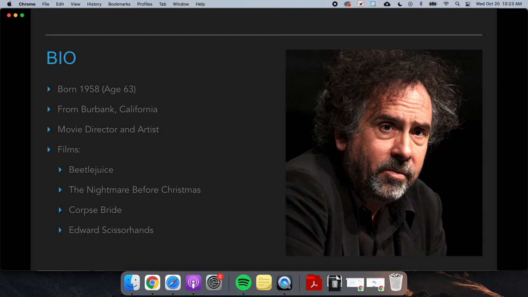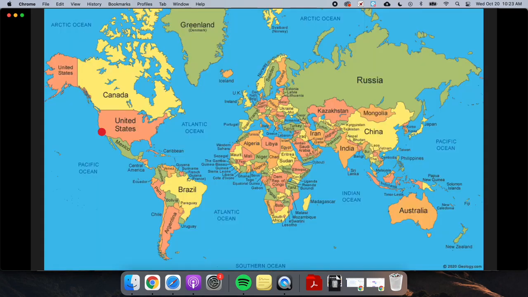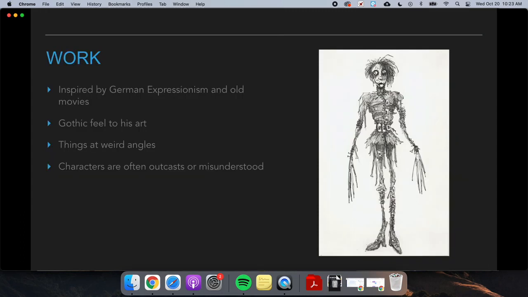And what I find interesting about him is that a lot of times movie directors, they're not also an artist. Whereas Tim Burton, he actually comes up with a lot of the drawings for his movies, such as what a character is going to look like, what the outfits might look like, what the backgrounds or the settings might look like. A lot of those drawings come from him. And he's very famous for doing movies such as Beetlejuice, The Nightmare Before Christmas, Corpse Bride, Edward Scissorhands. So a lot of movies that you guys have probably seen before.